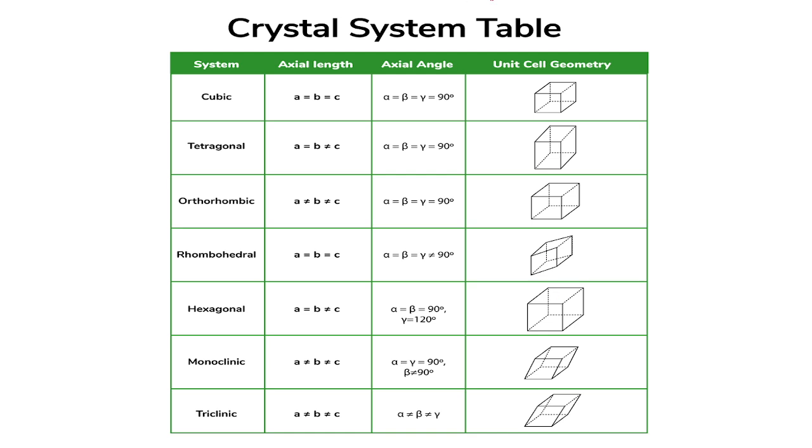Now this table is showing there are 7 different types of unit cell. They are cubic, tetragonal, orthorhombic, rhombohedral, hexagonal, monoclinic, and triclinic. And there are differences among the 3 different axes and also the 3 different angles.